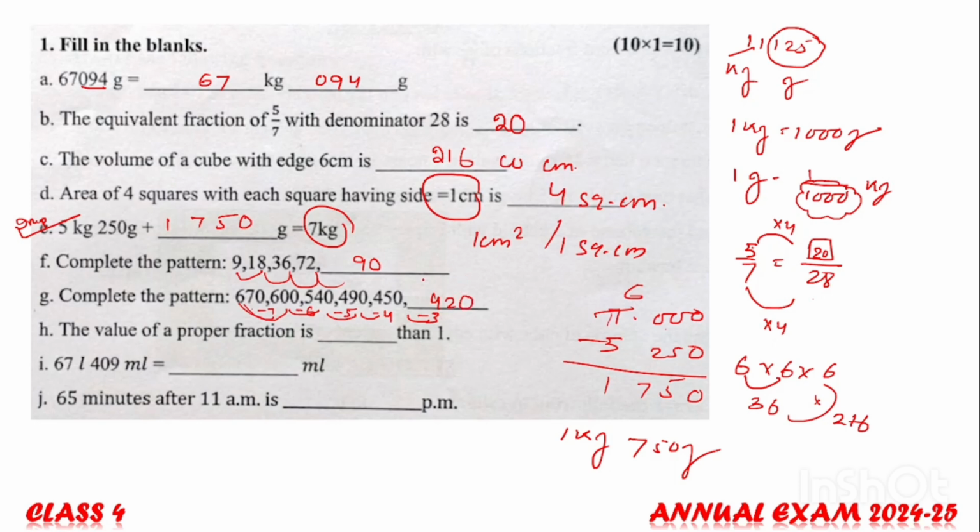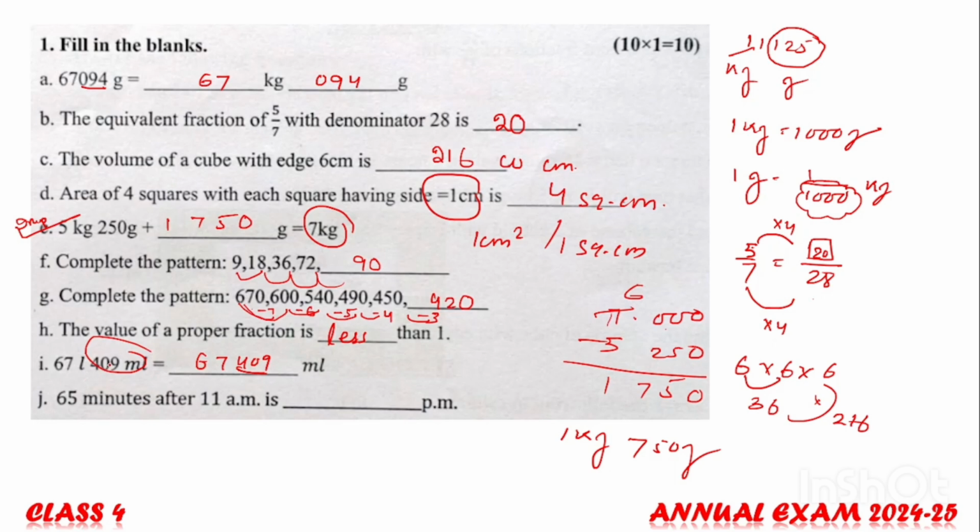Okay, next. The value of a proper fraction is always less than 1. The value of an improper fraction is always greater than 1. Now 67 liter 409 milliliter equals dash ml. We only write the number, that is 67409, answer. If the question asks 67409 convert into dash liter dash milliliter, we write the last 3 digits in the ml place, and the remaining we write in the liter place.